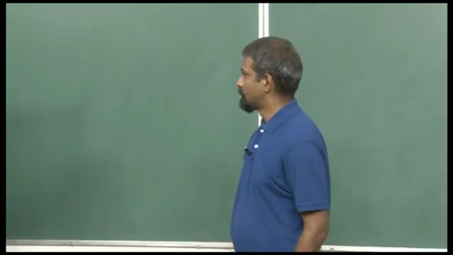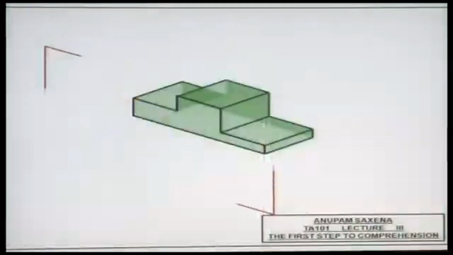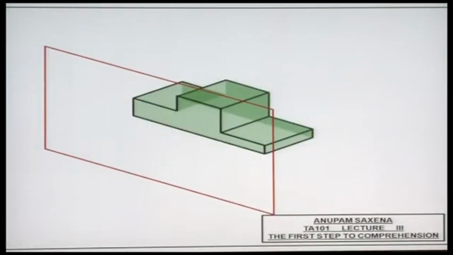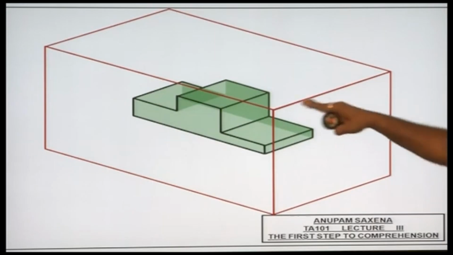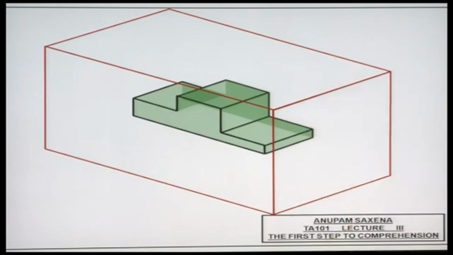Now, so let's imagine that we have an object over here, and that's enclosed by, let's say, a glass box, or a box, or maybe just three planes. This vertical plane here, the vertical plane here, the horizontal plane here, and all these three planes happen to be mutually orthogonal or perpendicular to each other.